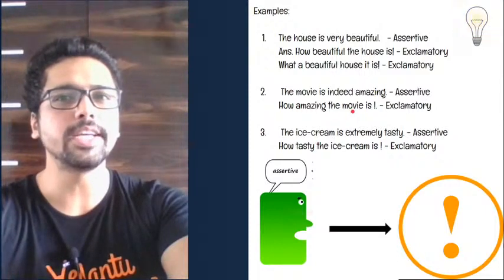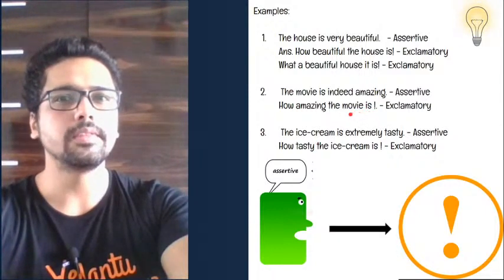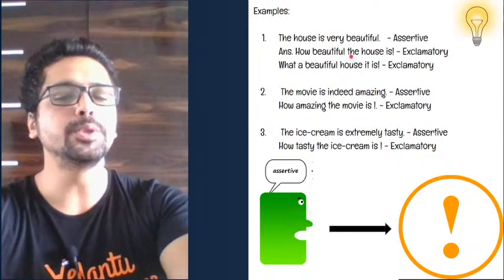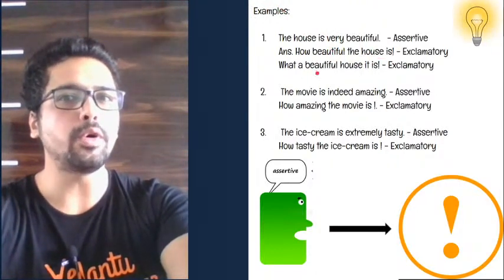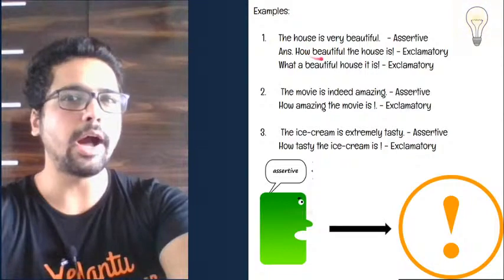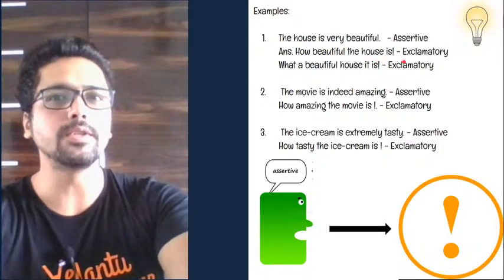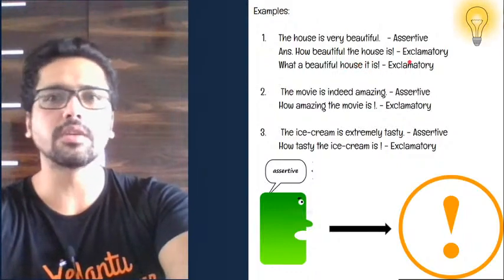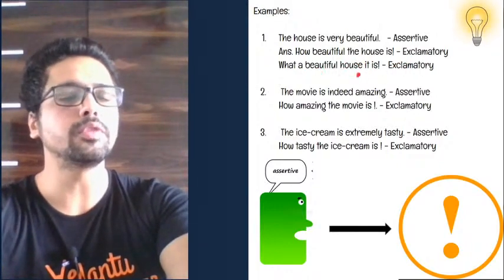So the movie is a subject, is a verb. I'm swapping it here. Look at this first one. How beautiful the house is, or what a beautiful house it is. Again, I'm not saying how beautiful is the house. I'm saying how beautiful the house is. That means the subject is written first, then the auxiliary verb. Same here. What a beautiful house it is.